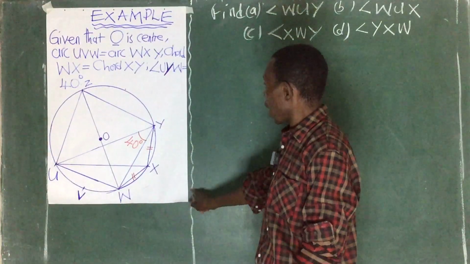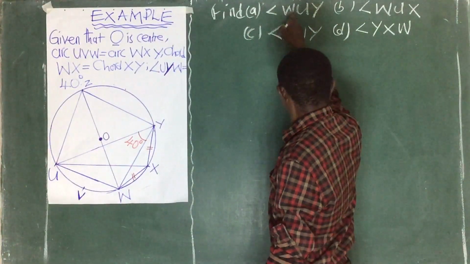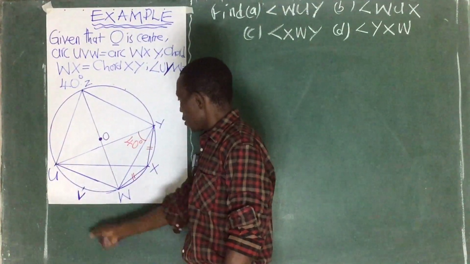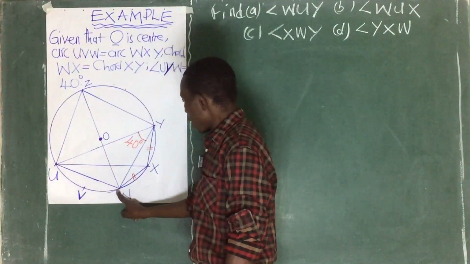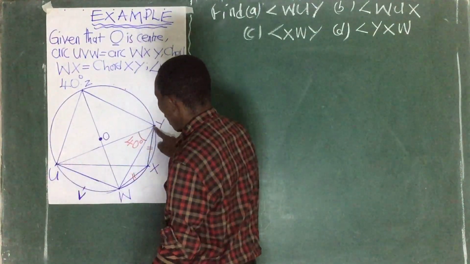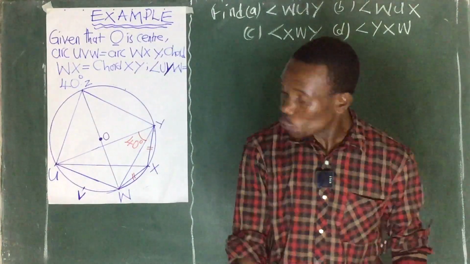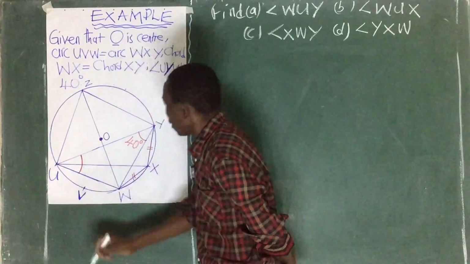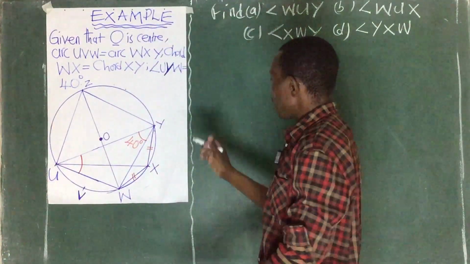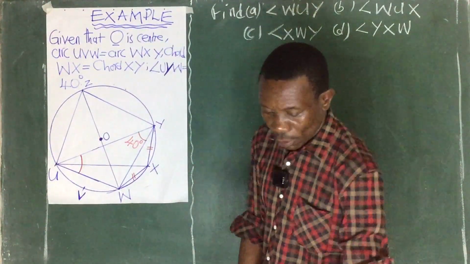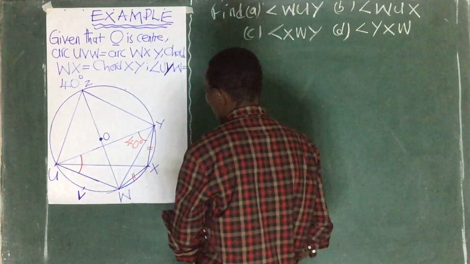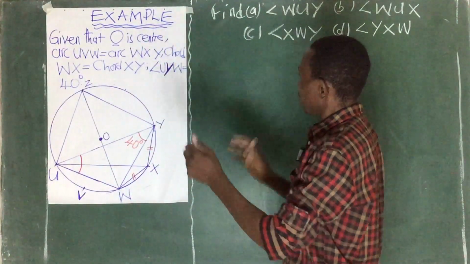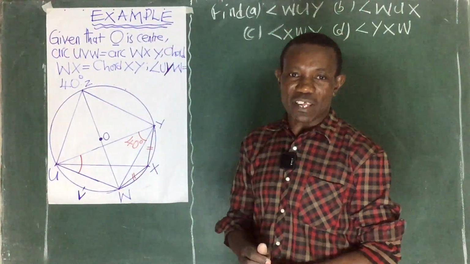Right, here now we'd like to find the value of angle WUY. WUY in this case is this one. We are referring to the value of the whole of this angle here. Right, so let's begin with that. If we need to work out the value of angle WUY, you may be able to analyze the question based on the properties which we have just learned.